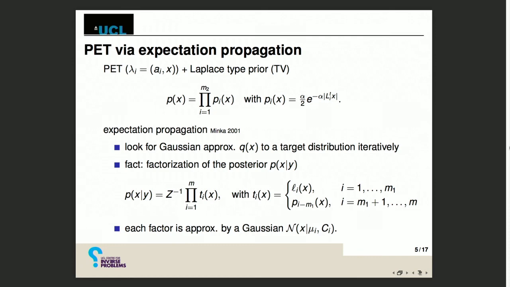The reason we can use this kind of technique is a very simple observation: the posterior distribution can be factorized into this kind of form, and each term depends only on one variable. That's the most crucial observation. Then in expectation propagation, we try to approximate each term by a Gaussian approximation. So we have a bunch of Gaussian approximations, and each is approximating some term from the posterior distribution.